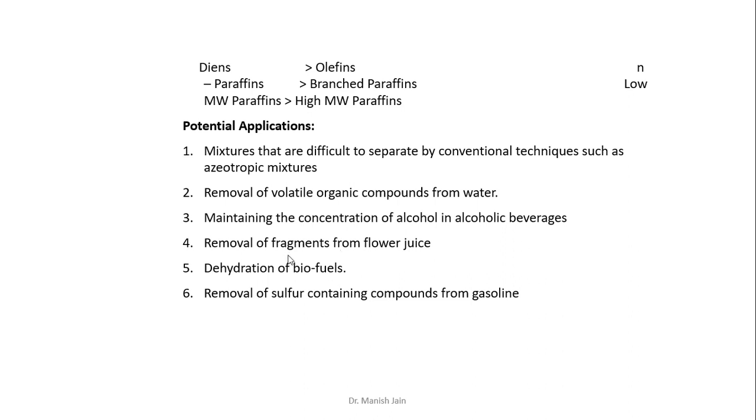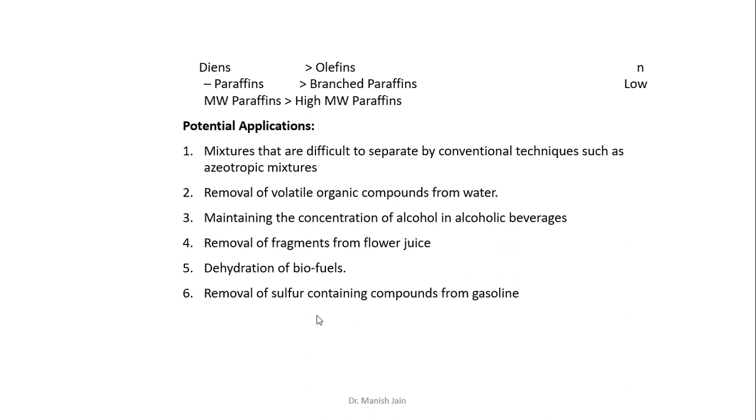Fourth is the removal of fragrances from flower juice. So if you want to produce perfume in the perfume industry, you can use the pervaporation process to remove the organic compounds present in the flower juice which are responsible for the fragrance. Fifth is the dehydration of biofuels. If you make bioethanol or biodiesel as a fuel, then it contains a small amount of water. That small amount of water can be removed by using the pervaporation process.